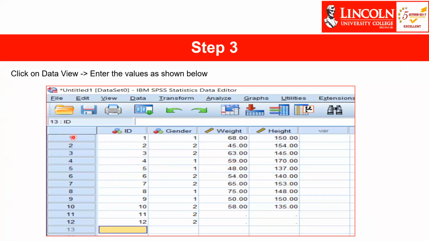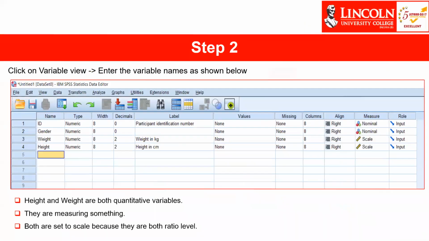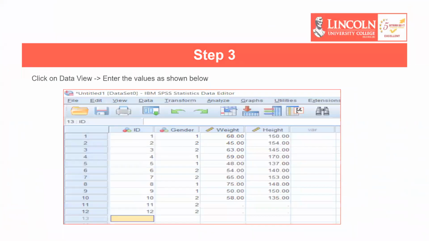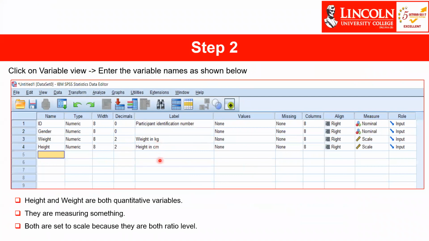So, like I said last time, these are cases. One respondent is the first case. The ID of the first case is 1. The gender is 1. The weight is 68.00, and the height is 150.00 centimeters. So now these are the weight and height. The weight is in kilograms, whereas the height is in centimeters, from what we have defined here.